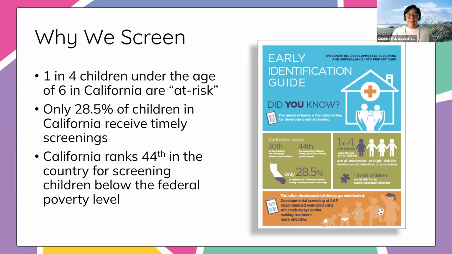So one is not enough, right? Children are developing very quickly in those first 5 years. And so we want to make sure that we're providing enough opportunities to ask those questions. Also, what we know about California is that even though we're really big and there's a lot of really great things about living here, we are not doing great for our littlest ones, right? We are ranked 44th in the country for screening those children who already live below the federal poverty level, which we know in California is magnified, right? So the importance of screening is really to identify concerns as early as possible.